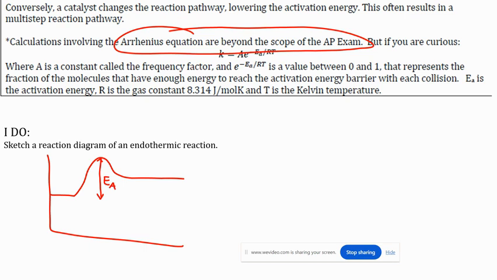Sorry, I didn't realize the whole curve. The energy from here to here is the change in enthalpy. Will my delta H be positive or negative for this? It'll be positive, yes. Because that energy is coming in from the surroundings and getting stored in those bonds. So it's increasing the energy of those bonds.